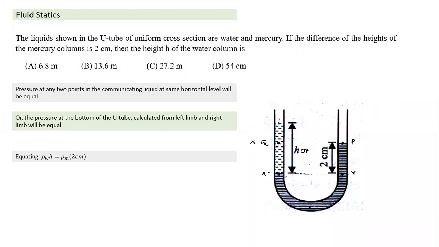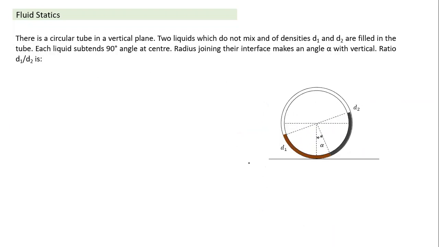And just look at the next question, which has come in JEE Advanced also, but is exactly based on the same principle. Only the figure has changed, and that's what makes it look more complicated. So it is like a circular tube in a vertical plane, and two liquids do not mix with each other. They are filled in the tube so that each of them occupies 1/4 of the volume. So each one of them, if the densities were equal, the left quarter would have been D1 liquid, and the right quarter would have been D2. D1 and D2 are the densities here.